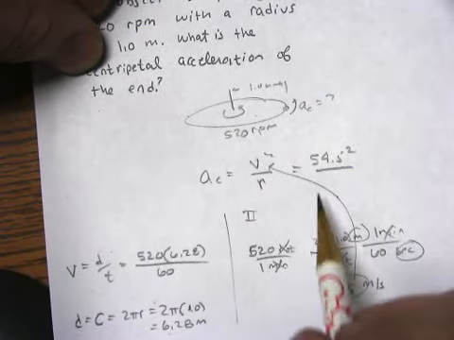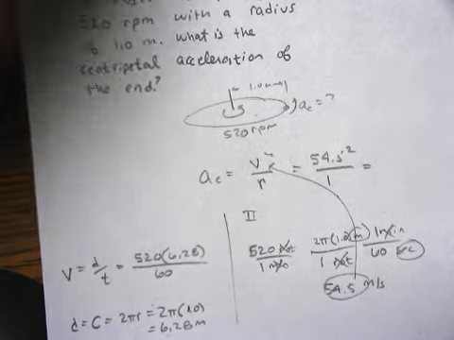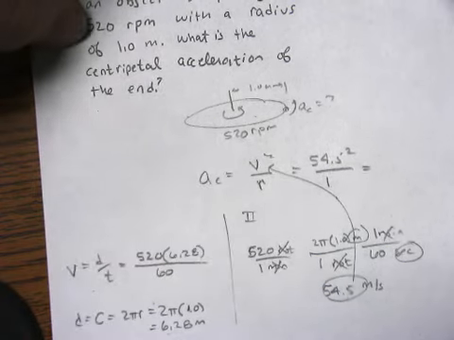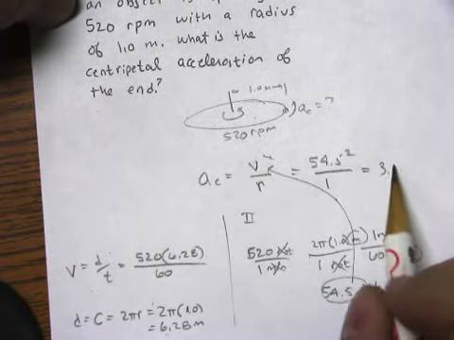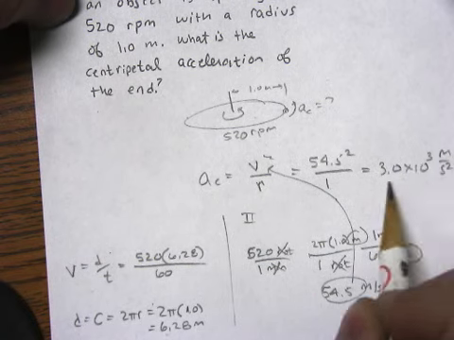and the radius is 1. So I take 54.5 squared, and I get 3,000. So 2965, or 3.0 times 10 to the 3 meters per second squared.